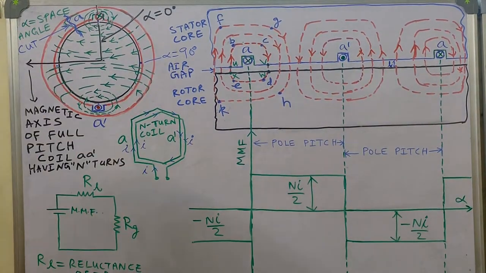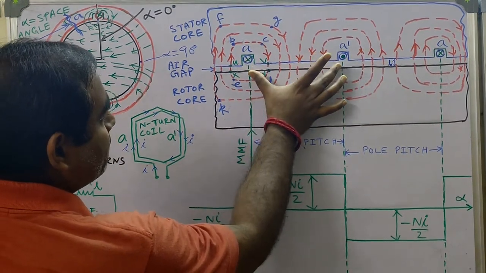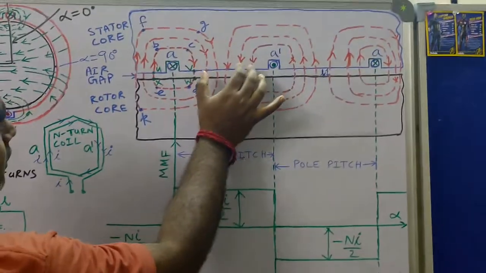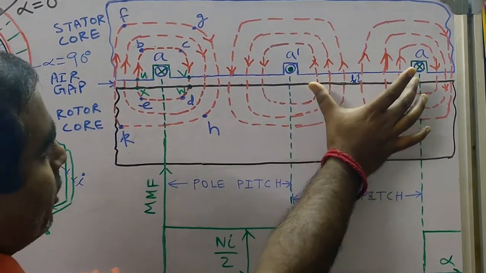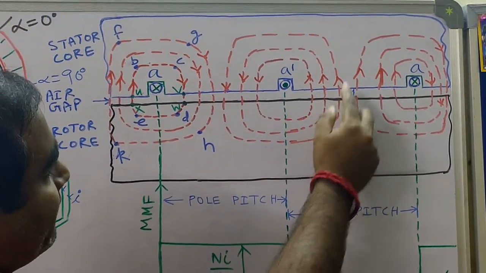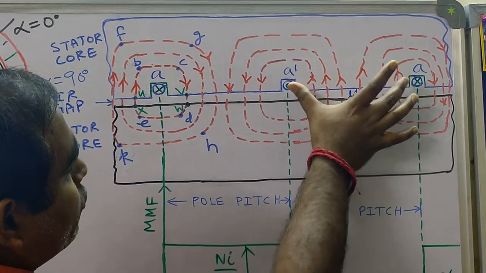So accordingly, you can notice here, for this portion of the lines of flux, what do you see? Lines of flux are leaving the stator core and entering the rotor core. So they are termed as positive. In this portion, what happens? Lines of flux are leaving the rotor core and entering the stator core. So this portion is negative.